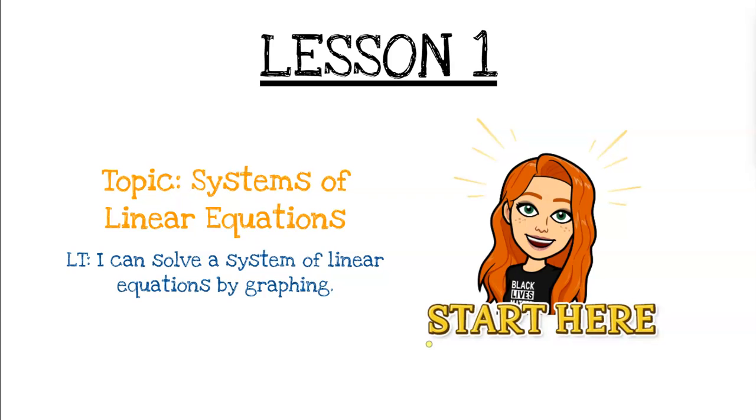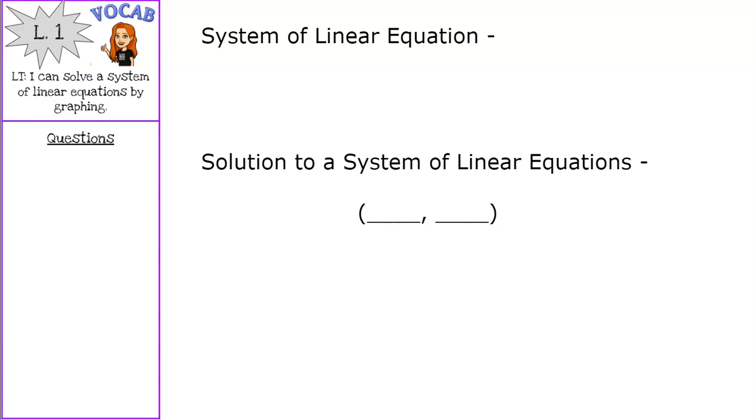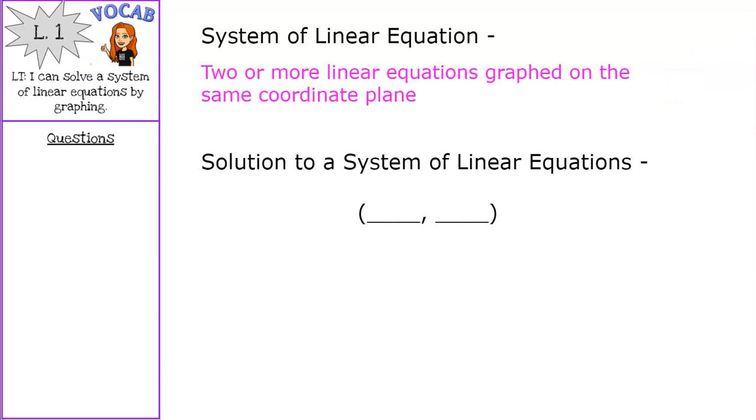Lesson 1, Systems of Linear Equations. Learning target: I can solve a system of linear equations by graphing. Vocab: a system of linear equations is two or more linear equations graphed on the same coordinate plane. So we graph still using y equals mx plus b, but instead of just graphing one line, we're going to graph two lines.